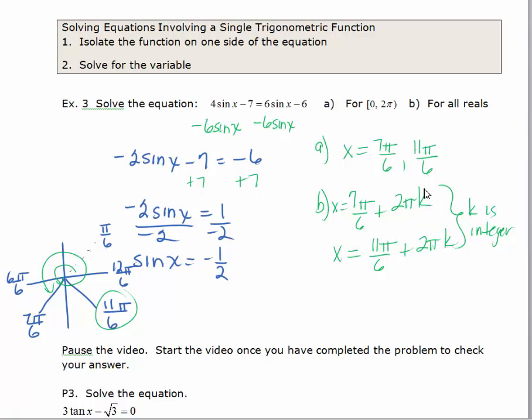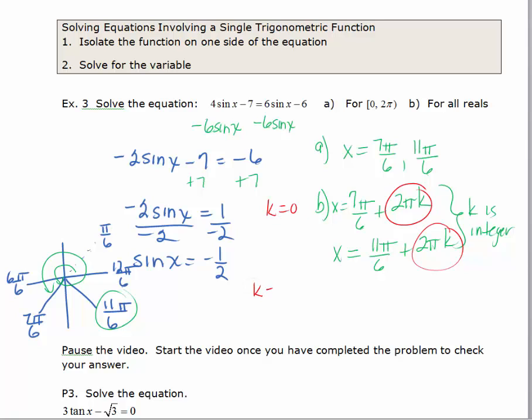So let's do a hypothetical. Suppose you're asked to list more solutions. What you would do, in order to list more solutions, is start choosing values for k. And so if you let k equal 0, I think it's a little obvious that when k equals 0, you'd have 2 pi times 0. So you'd get the two original answers. You'd get 7 pi over 6. And when k equaled 0 here, you'd get the 11 pi over 6. So those would be the solutions generated from that value of k.